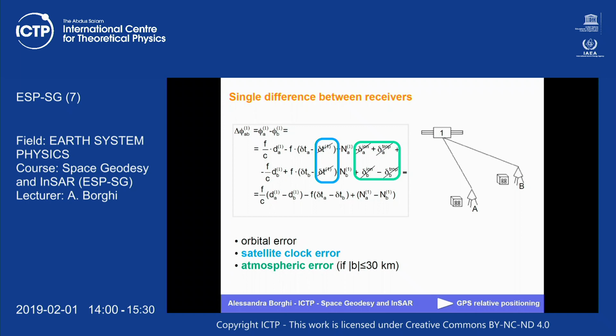We can also cancel orbital error. In this equation, we didn't write the orbit error, but if you put a term related to a frequency, a term like delta E, this term that takes into account the orbit position error is the same. We are looking at the same satellite, so it's the same error, and also this is cancelled. Okay. So with single differences between receivers, we can remove this type of error.